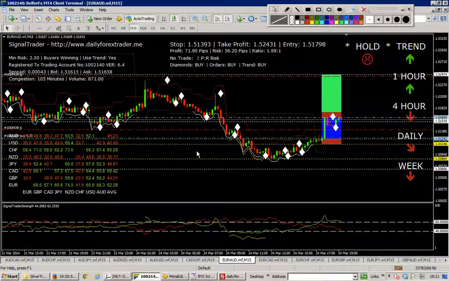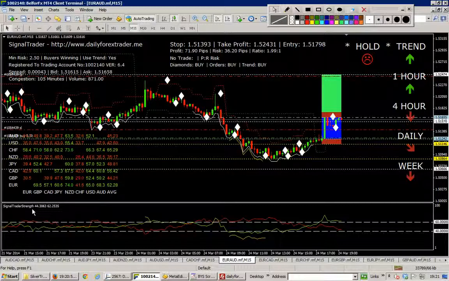We're going to look at the new SignalTrader strength indicator. It's nothing like you've ever seen before. It uses the average percentage strength of the currency pair compared against all the other currency pairs. We've got that in this table, so you can see the makeup of it. This is percentage strength, and we've also got it in this new indicator down here called the SignalTrader strength indicator.